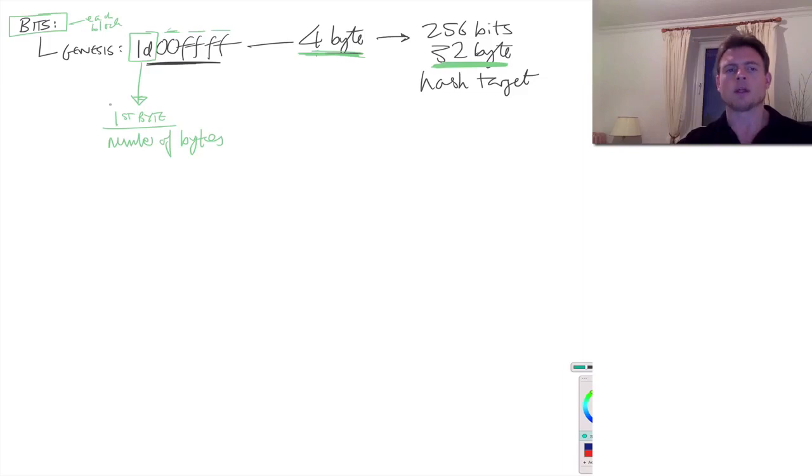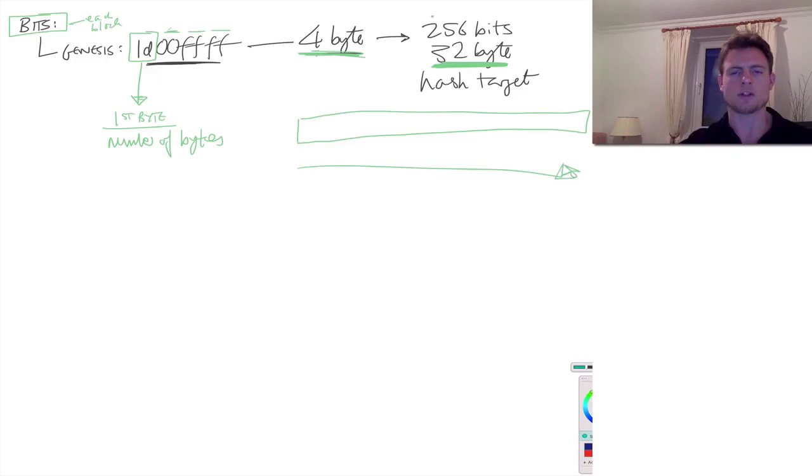So the first byte tells you, if this is the overall space in 256 bits, or 32 bytes, 32 of these in one space, how many bytes are used to represent the target, and then all the remaining ones are 0.